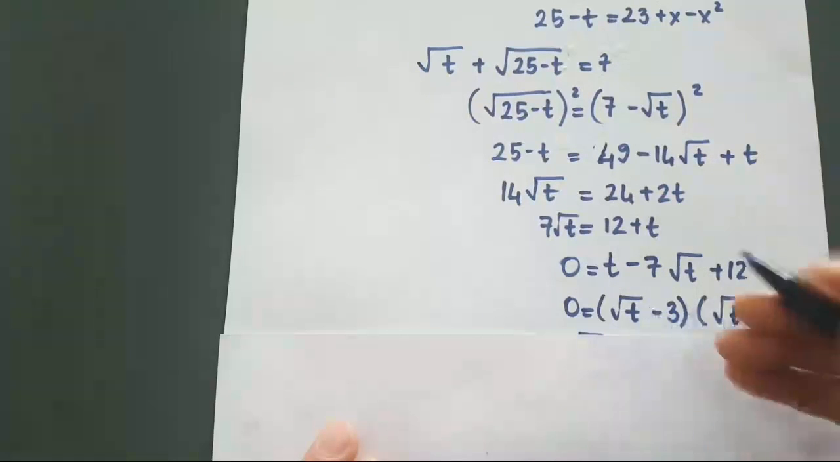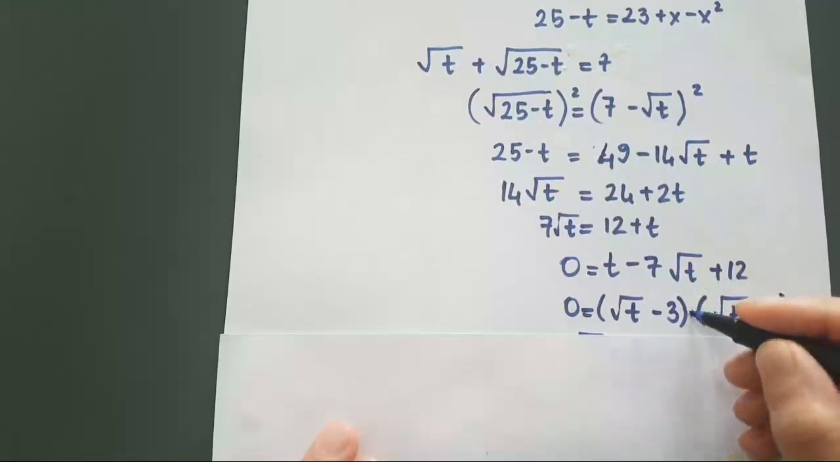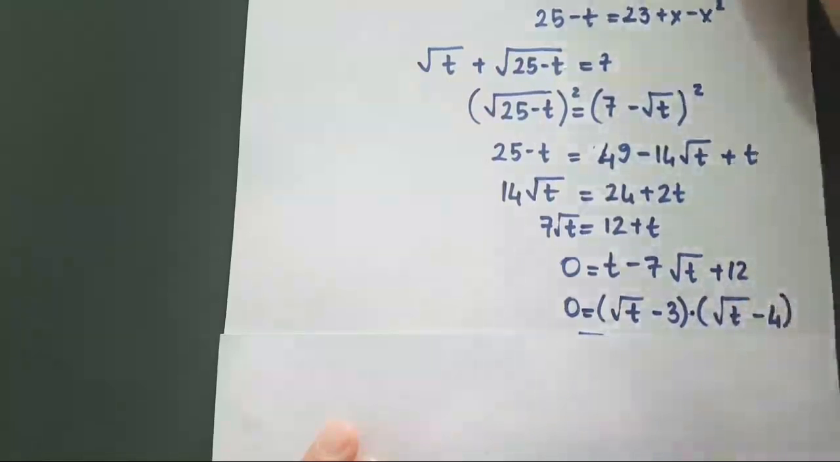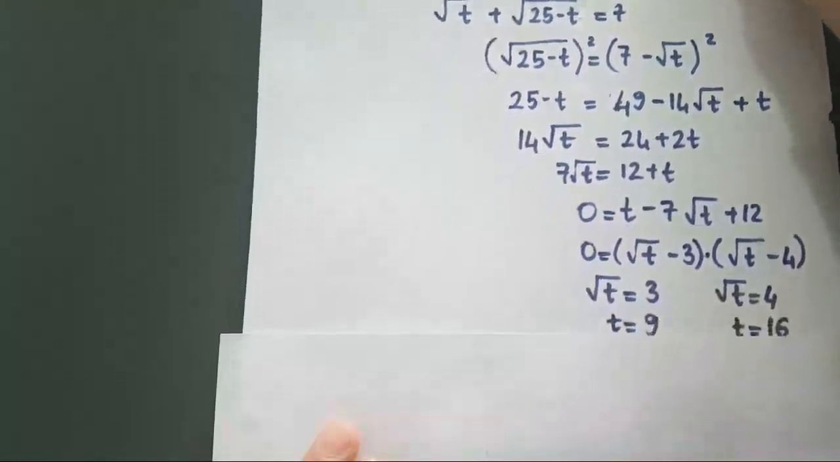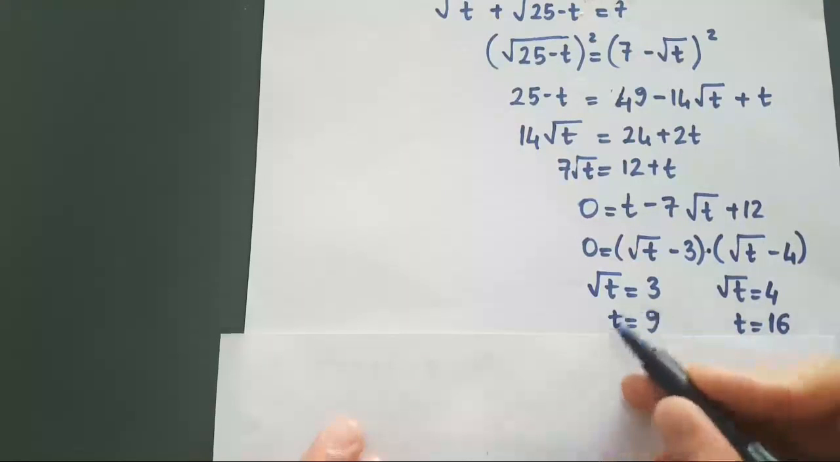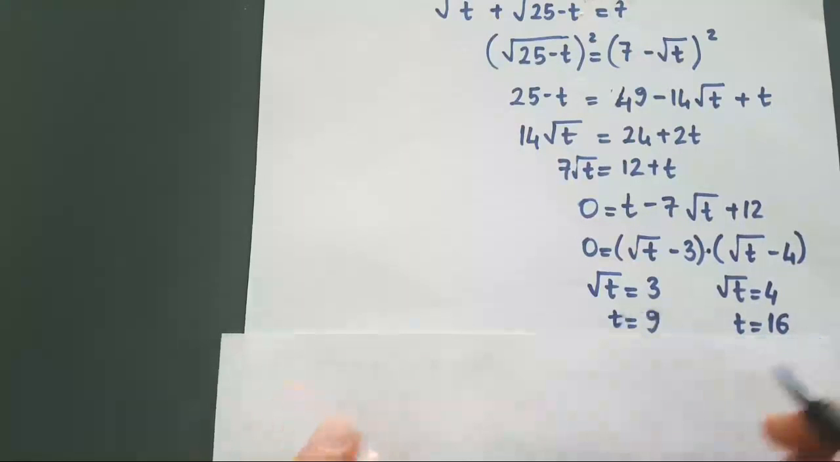times root t minus 4, which means that root t is going to be 3 and root t is going to be 4, which means that t is 9 or t is 16. Are we done? Did we solve the problem? I got t, but I'm supposed to find x.